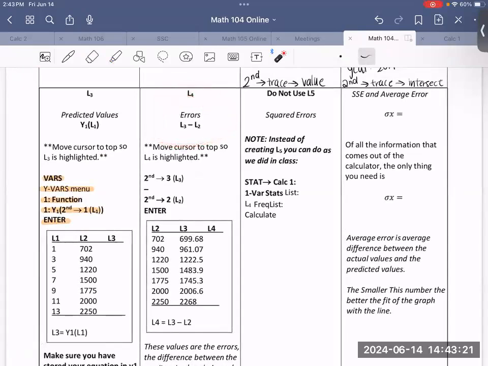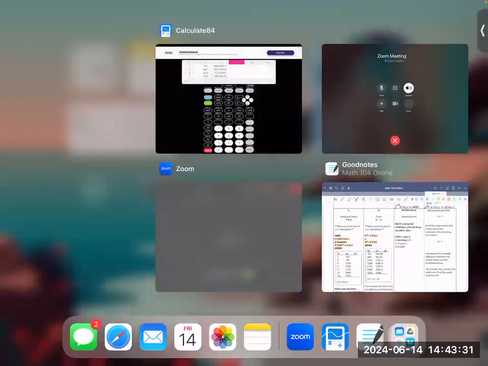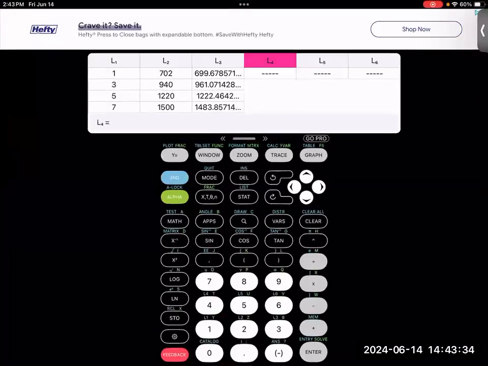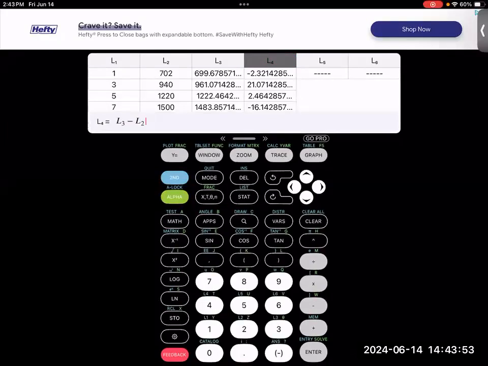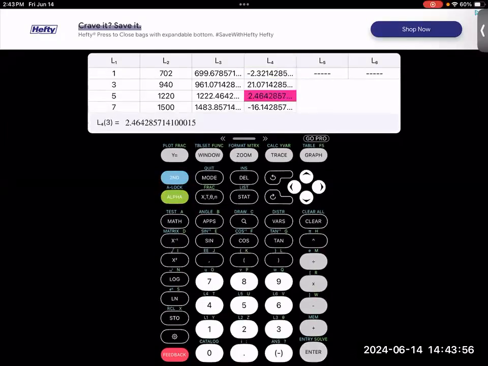All right, in list 4, we're going to subtract list 3 from list 2 to grab those errors. We're going to be doing that by hitting the following buttons. If you haven't watched the average error video, definitely go back and watch that first. So list 4, making sure we're going up there. Second 3 minus second 2. We're taking the predicted value from your line and subtracting your actual values found in list 2. And then this is by how much we're missing.